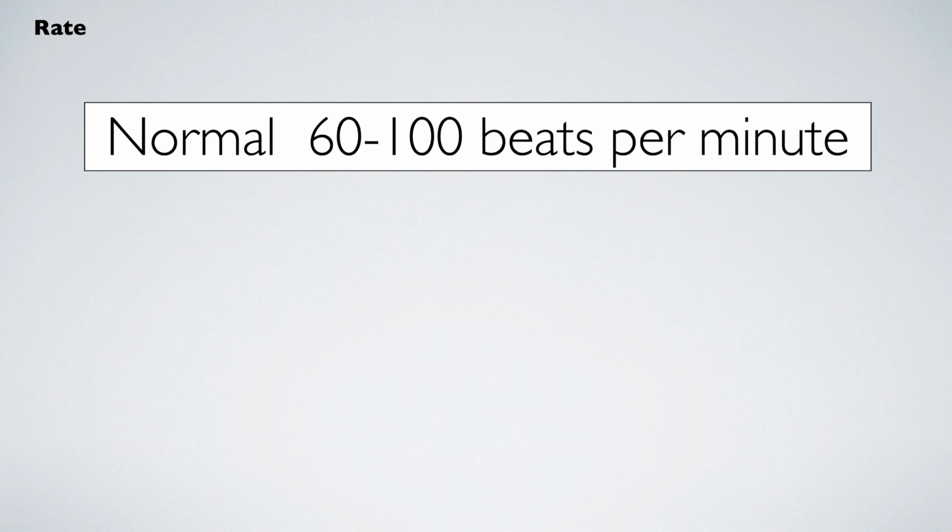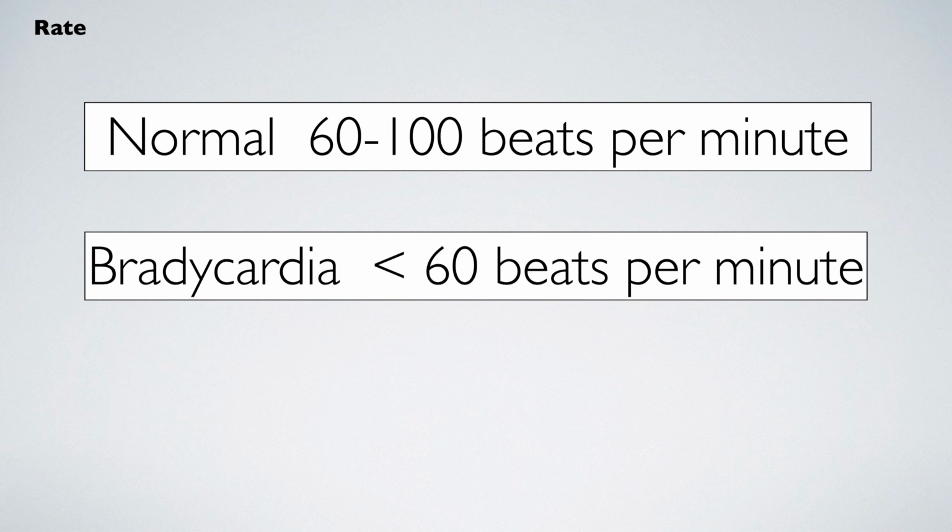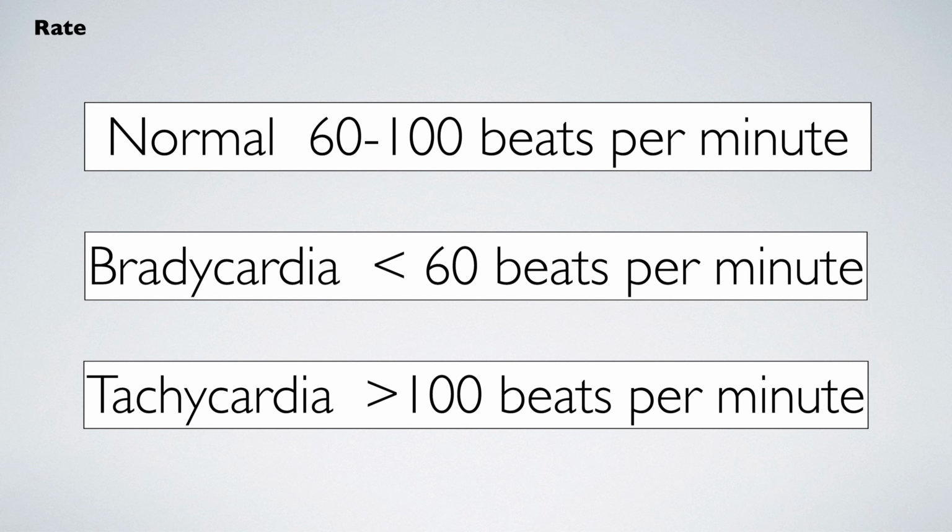The normal rate is between 60 and 100 beats per minute. If the rate is less than 60 beats per minute, this is known as a bradycardia. If the rate is greater than 100 beats per minute, this is known as a tachycardia.